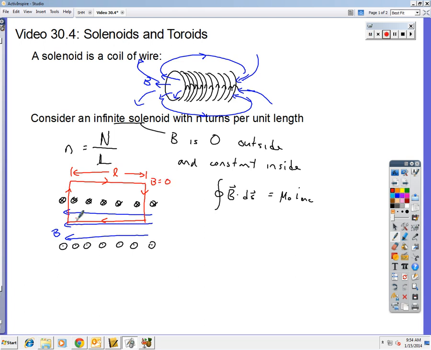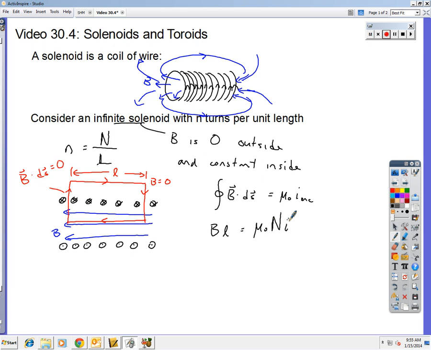And for the two vertical sides, yes, part of them are inside the solenoid, and so B isn't 0 along them, but B is perpendicular to ds, and so for these two sides, B dot ds is equal to 0 even if B isn't. That means all of the contribution to the line integral comes from the bottom edge, and the line integral just equals B times L. The enclosed current is equal to the number of wires inside the loop times the current in each one.